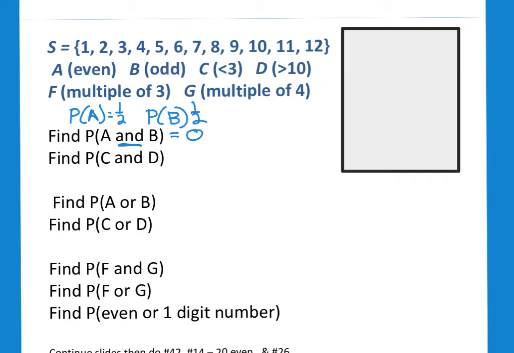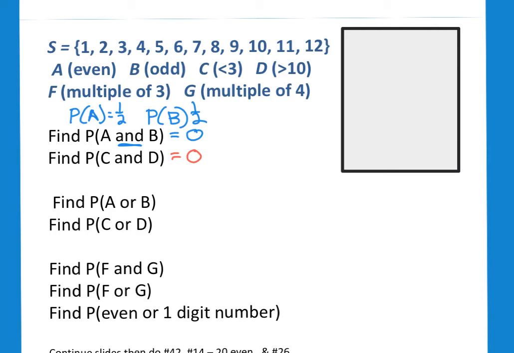So that was these two that we were doing. Now we want to look at the probability of finding C and D occurring together. Will you ever have a case where you have a number drawn from those 12 that is both less than 3 and greater than 10? No, you will not. All right, so let's look at another one. Erase those.